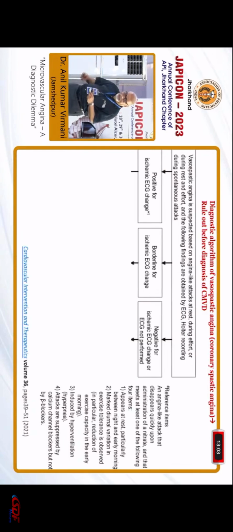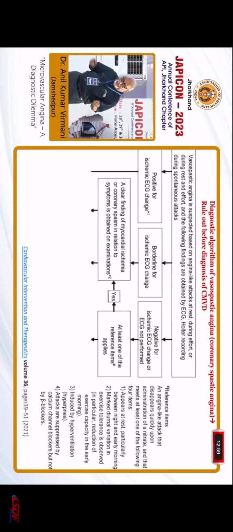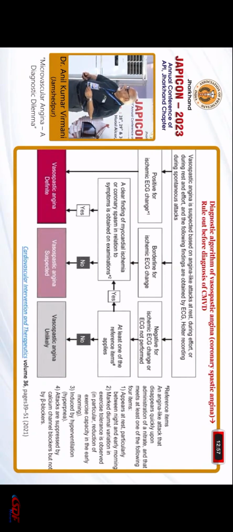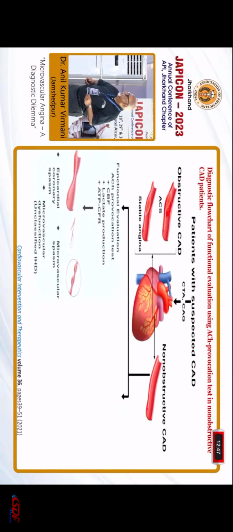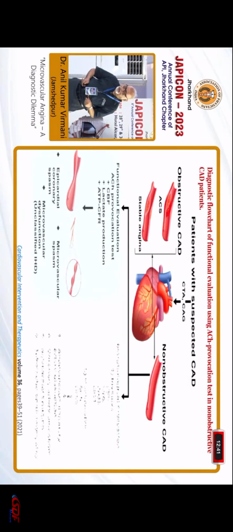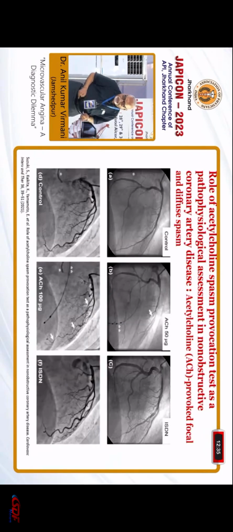So you look at the ECG, you look at the classical symptoms, and if they match, yes, possibly vasospastic angina. If not matching, vasospastic angina is unlikely. But this is a clinical scenario that you are looking at. So basically, we must know that we have to do a functional evaluation with an acetylcholine provocation test, and we have to do a morphological evaluation with various invasive and non-invasive tests.